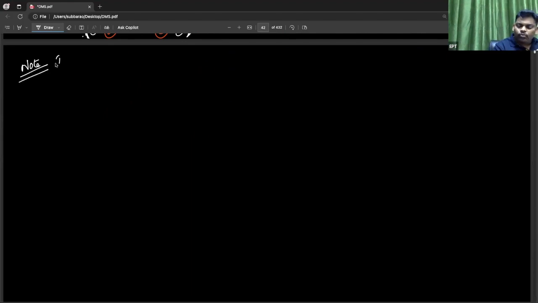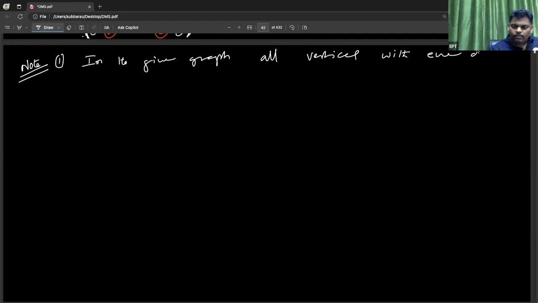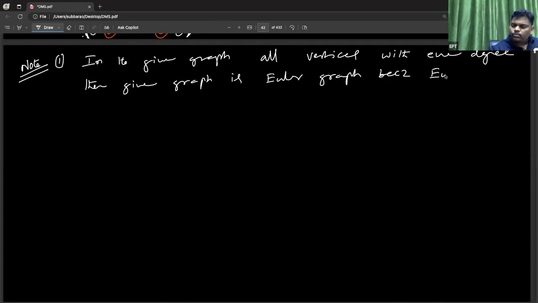Note 1. In the given graph, if all vertices have even degree, then the given graph is an Euler graph, because an Euler circuit is possible.